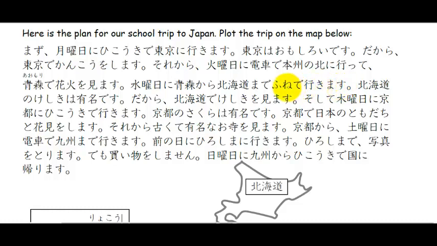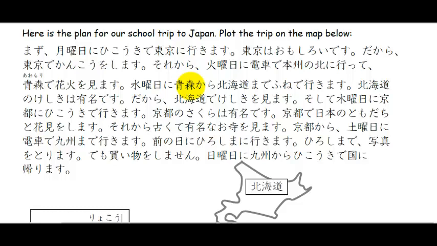Right, let's move back. Fune de. De by means of. Fune, boat. So by boat. Made, as far as. Hokkaido, that's the northernmost island, and there it is down there, Hokkaido. So as far as Hokkaido. Kara, from Aomori, and that's that location we had before.